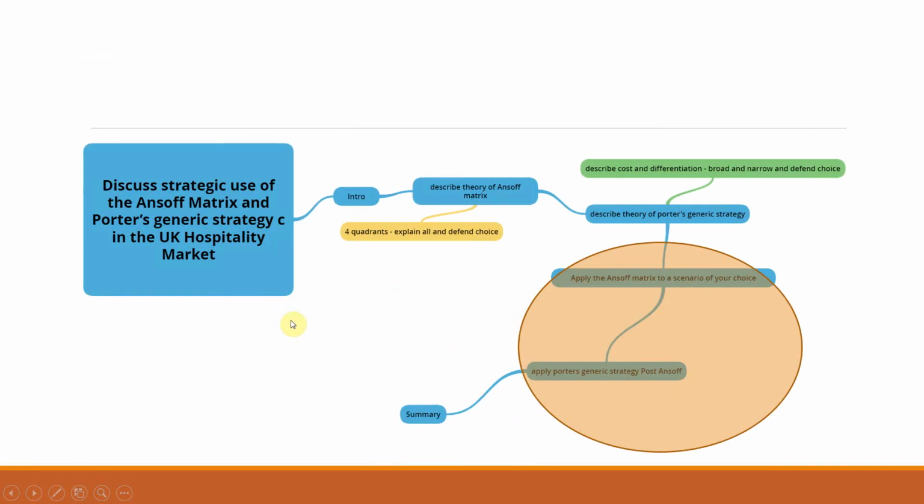And then once you've discussed the Ansoff matrix and you've discussed Porter's generic strategy, you need to apply both of those to a scenario of your choice. Now remember, you will be asked to do a scenario based on two different quadrants of the Ansoff matrix. So the discussions you have around those quadrant areas will be different. It'll be a different scenario for both, and I'll explain why when we get on to this next slide.